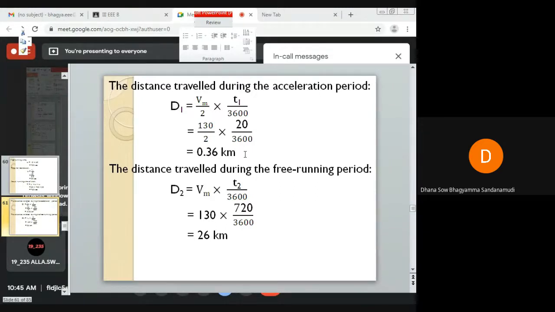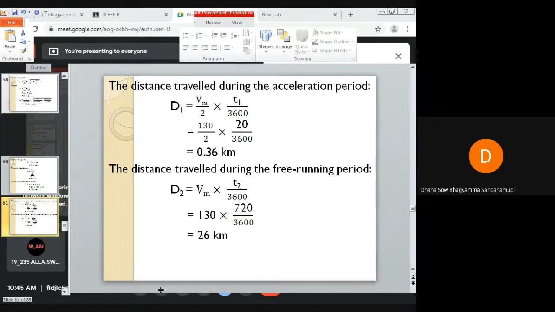So the distance traveled by the train during the acceleration period is 0.36 kilometers. After the acceleration period comes the running period. Let us assume that d2 is the distance traveled during the running period, and the formula is Vm into t2 by 3600. We have derived all these formulas; if you are attending regularly, you might know this formula, and it will be in your notes. Vm is 130, t2 is 720 by 3600. Simplify this and you will get 26 kilometers. So the distance traveled during the free running period is 26 kilometers, and during the acceleration period 0.36 kilometers.